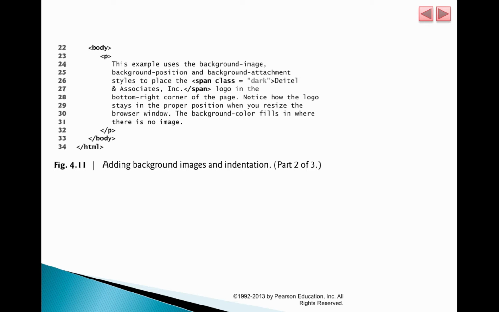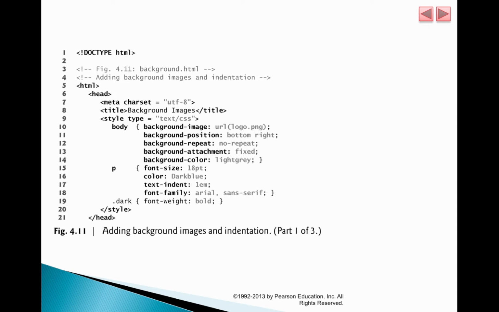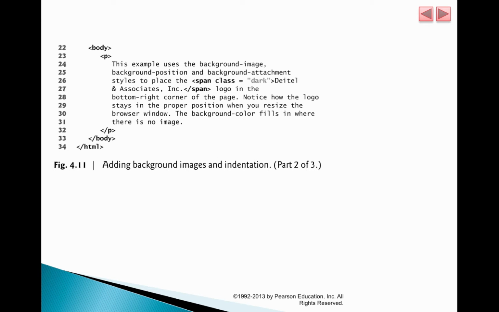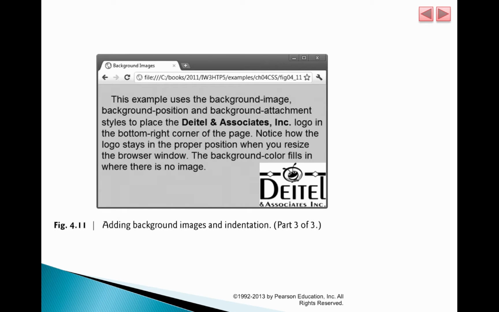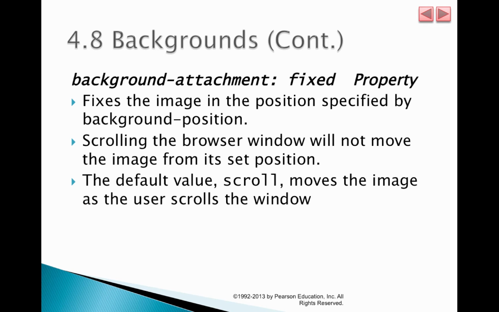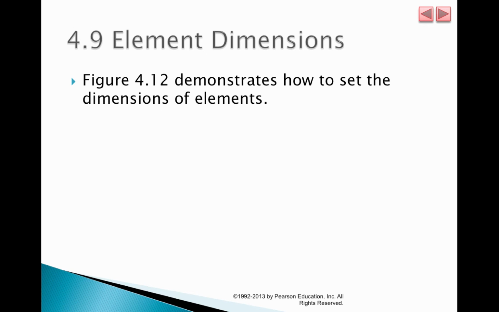Now the class that we specified on line number 19, .dark, is being applied to a span, which is on line number 26. So your span class equals dark. Because of that, Detail and Associates, just those words are bolded. Now that's regarding controlling the background of these block level elements. Let's talk a little bit more about what else we could be doing with them.